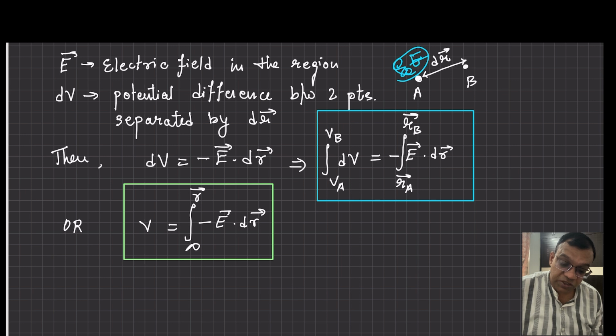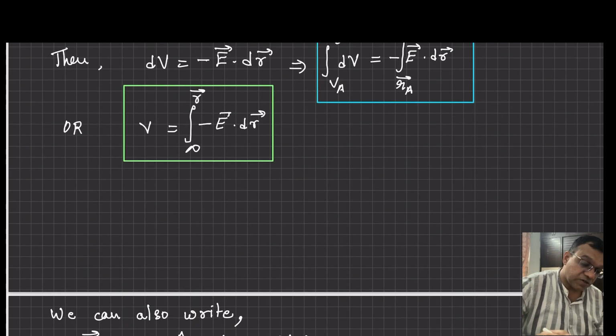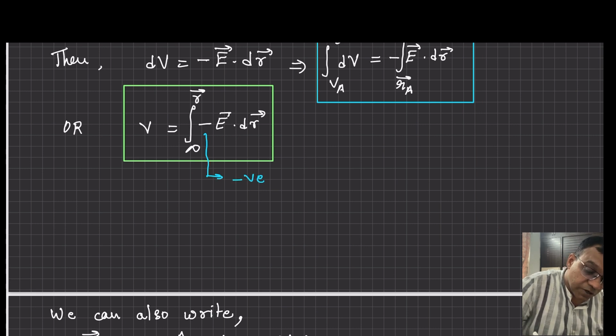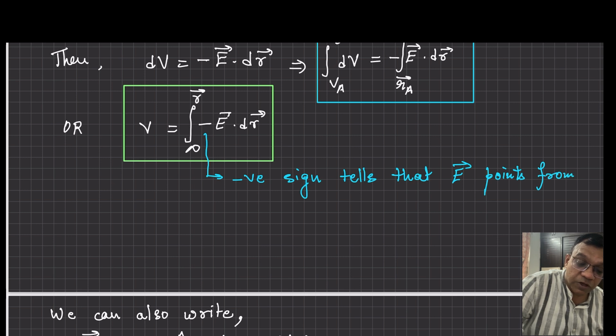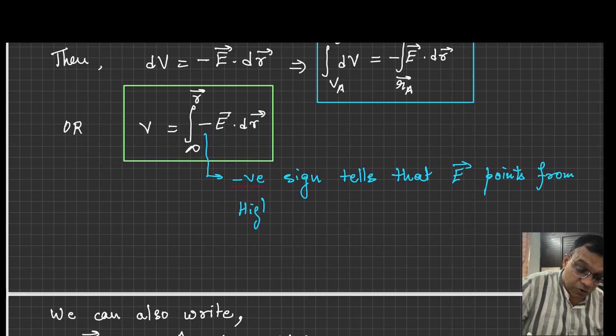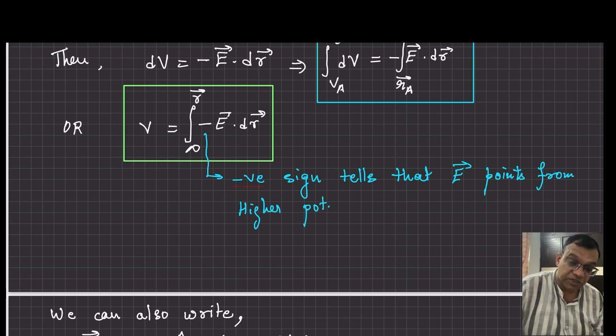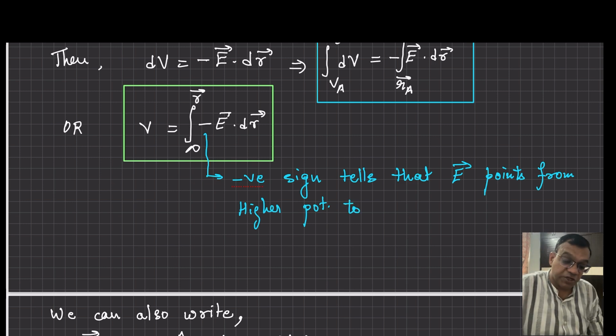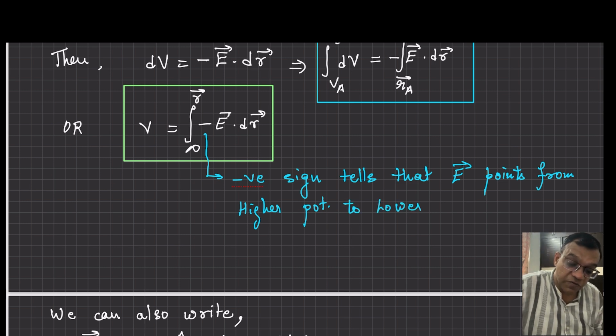Now here I want to say something more. What is this negative sign telling us? This negative sign tells that electric field points from higher potential to lower potential. Where the electric potential is higher, from that point to the lower potential point, the direction of electric field will be there. I'll explain this point also.